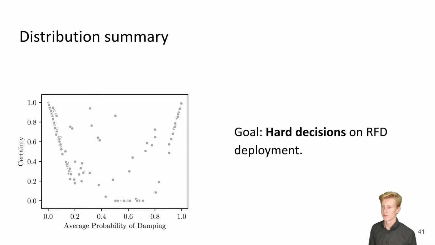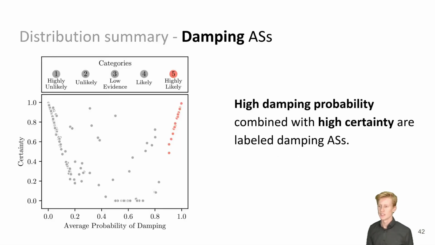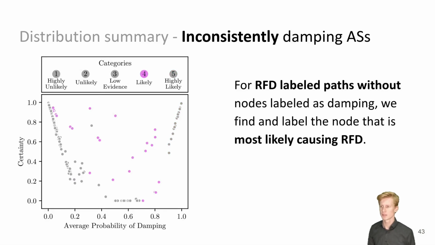The scatter plot shows the average probability versus our measure of certainty. Having these results is good, but we want to make hard decisions on route flap damping deployment for each AS. The easiest ASs are the ones where the probability is high and the certainty is also high. These are ASs that deploy route flap damping consistently. RFD labeled paths, for which we have not yet labeled an AS as damping, are a special case. Here we take the node that is most likely causing RFD. This category mostly includes ASs that are inconsistently damping, like AS701 from the earlier example.